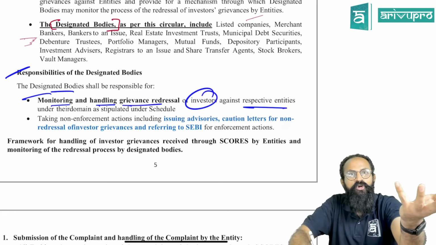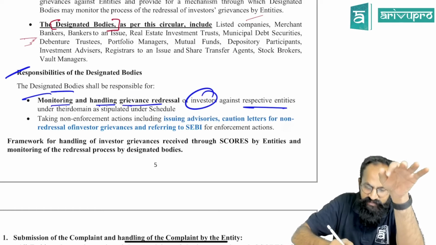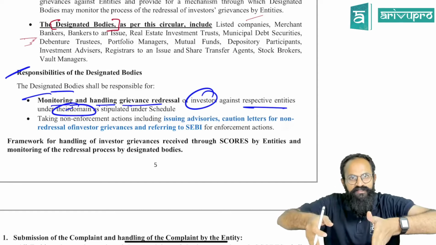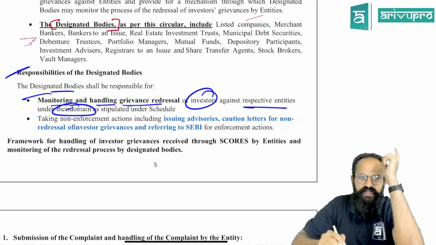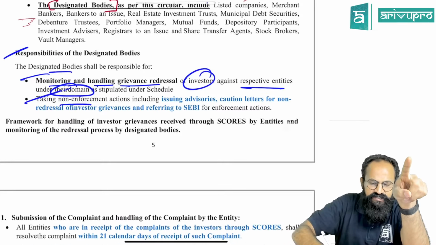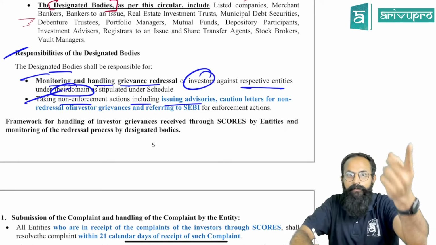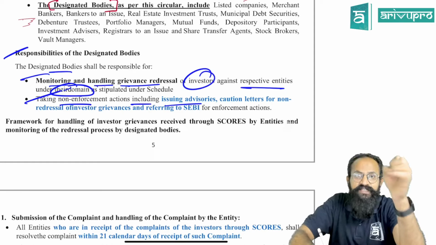Entities are who? Companies, intermediaries or MIIs under their domain. Which domain? I showed you the list. Whoever is coming under their domain, the respective person will take care. And taking non-enforcement actions, including issuing advisories. I'm not telling you I'm going to punish you; I'm taking non-enforcement actions like issuing an advisory.